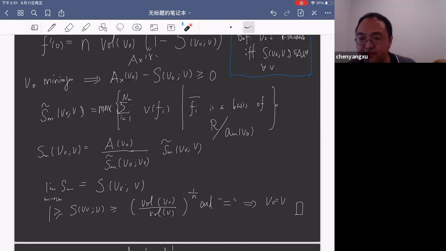Why? Because this is precisely, I choose a basis and I choose V, and I look at the values on there. But this doesn't have to be the lowest values of V. So here I just choose the lowest value of V0, and then I look at the value of V, so that could be larger than V on the first lowest M elements. So that's why this is indeed larger than the volume of V. So then I got this volume V0 divided by volume V to the one over L, and I got V equal.